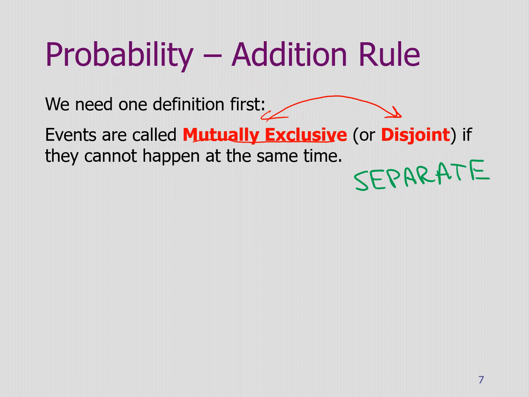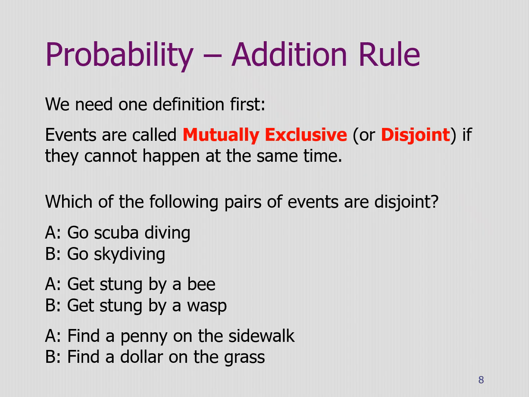Okay, so let's do a couple of quick problems. I give you two events and you determine if they are indeed mutually exclusive, yes or no. Okay, so problem number one. Event A is a person goes scuba diving. Event B is that person goes skydiving. Are they mutually exclusive, yes or no?